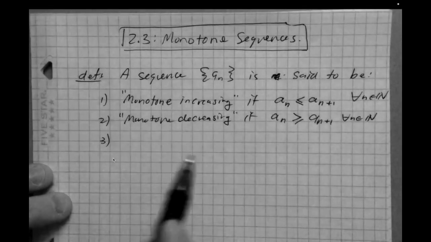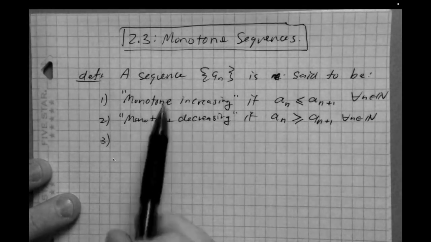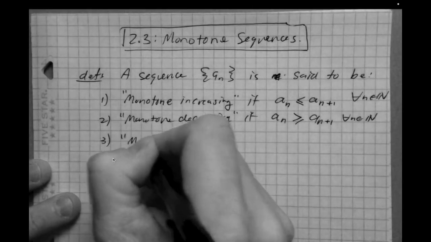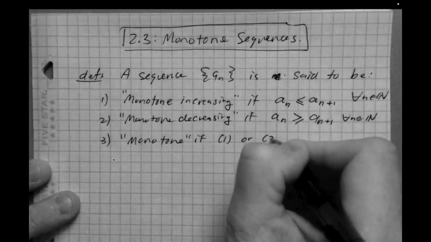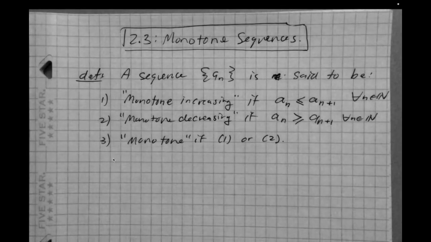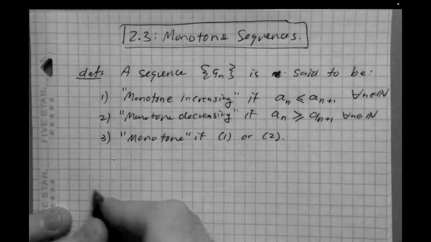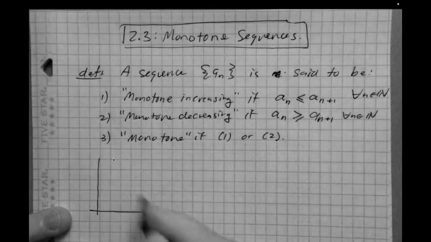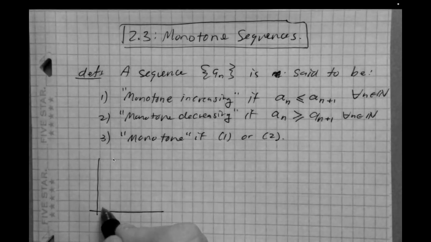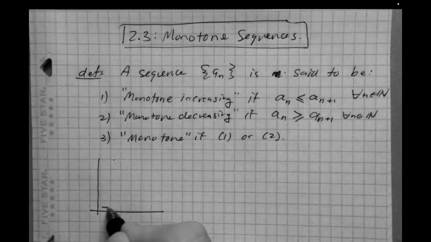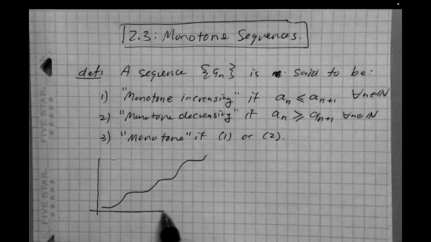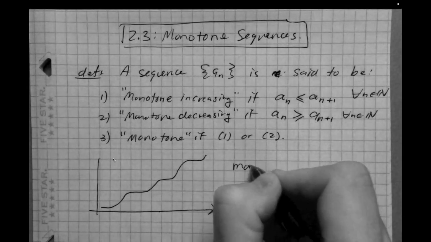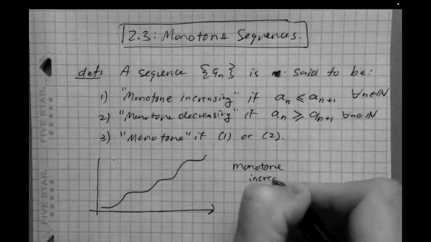And then we have a term for either of these, and that's just monotone. We say that it's monotone if it's either of those. You'll be familiar with monotone functions from calculus. The basic idea is that if the function is monotone increasing, for example, it's either flat or moving upward. Something like this would be monotone increasing.